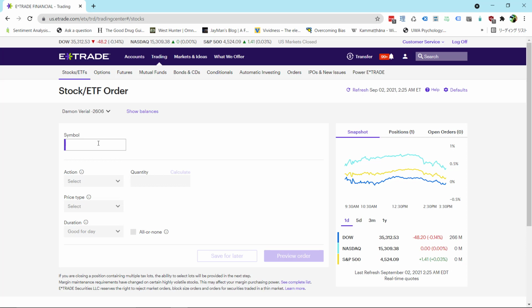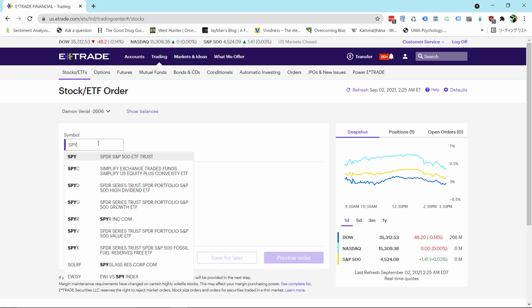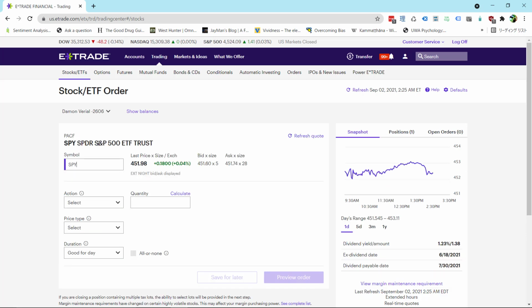Now, you begin by putting in your symbol. We're going to do the S&P ETF, for an example. Once you put in your symbol and hit enter, the price comes up. Right now the market's closed, so these aren't fluctuating, so this is basically what it was at the end of the day yesterday. Alright, these bid and ask sizes are going to be important in a minute.